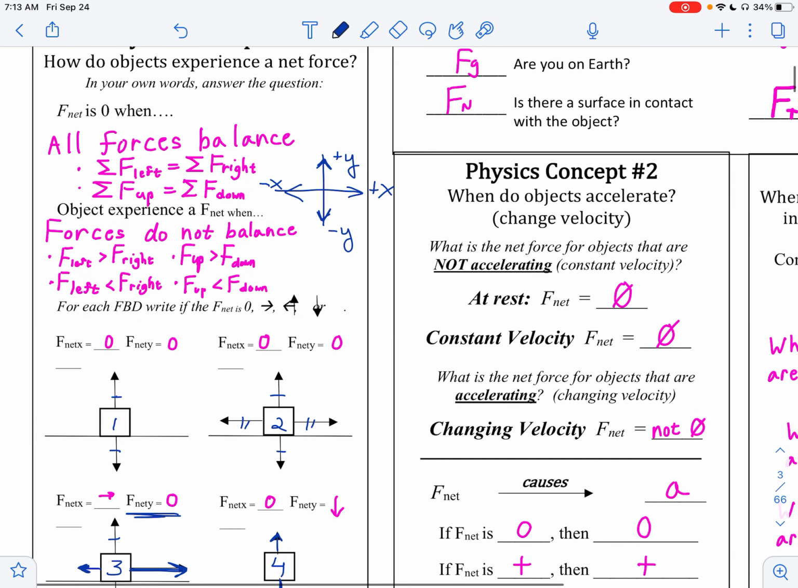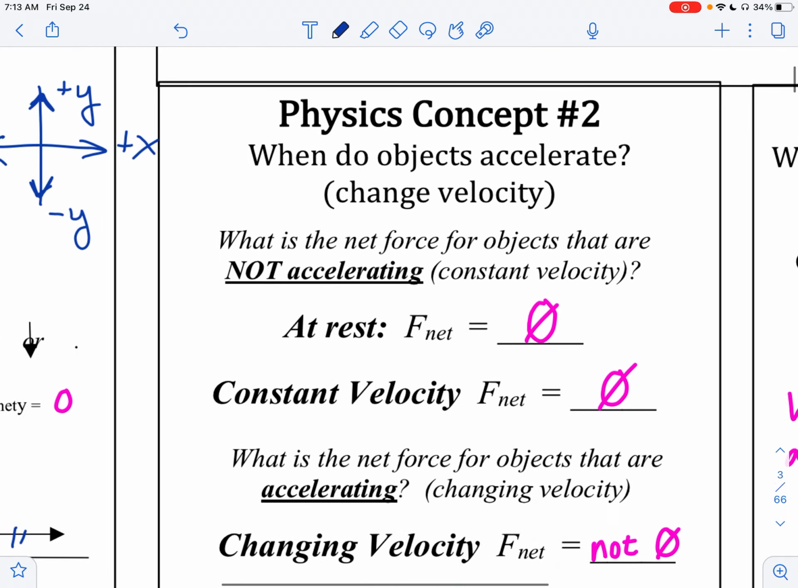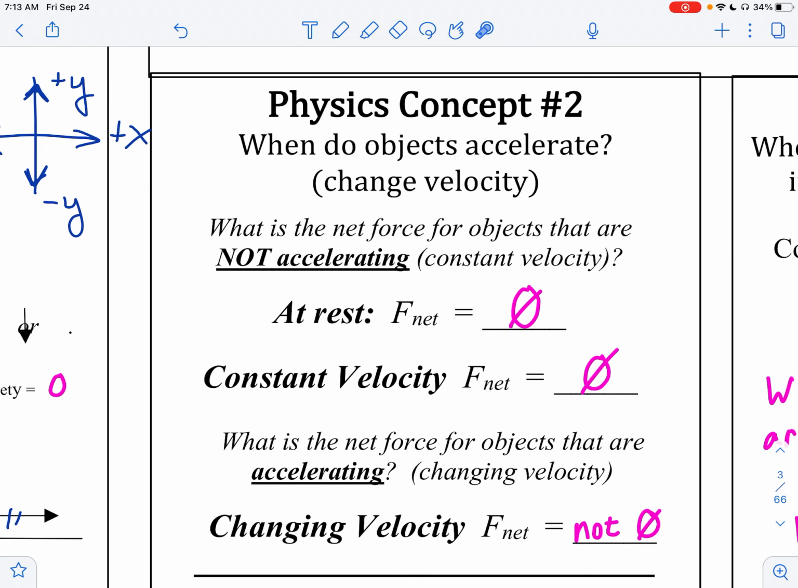All right, physics concept number 2, when do objects accelerate? This is the one that everyone thinks is really easy, and then they have to answer questions on it and they get them all wrong. So just a heads up here. If an object is at rest, it means it's not moving. It means the net force on it is 0. I think that is pretty intuitive. This one here is the one that everyone messes up. If something is moving with a constant velocity, the net force is still 0.